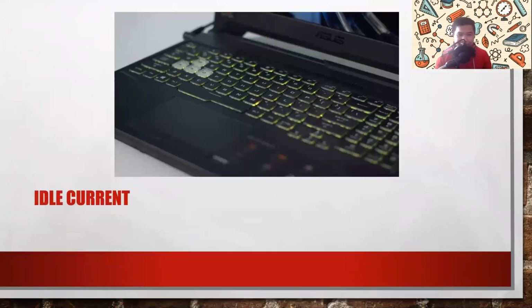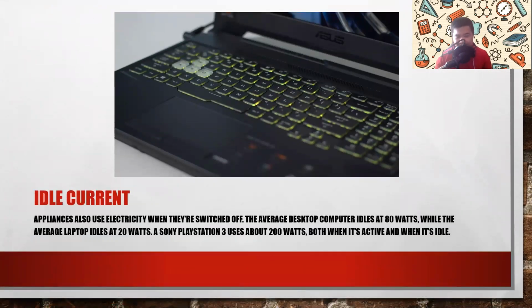Next one, idle current. Appliances also use electricity when they're switched off. The average desktop computer idles at 800 watts, while the average laptop idles at 20 watts. A Sony PlayStation 3 uses about 200 watts when it's active and when it's idle.